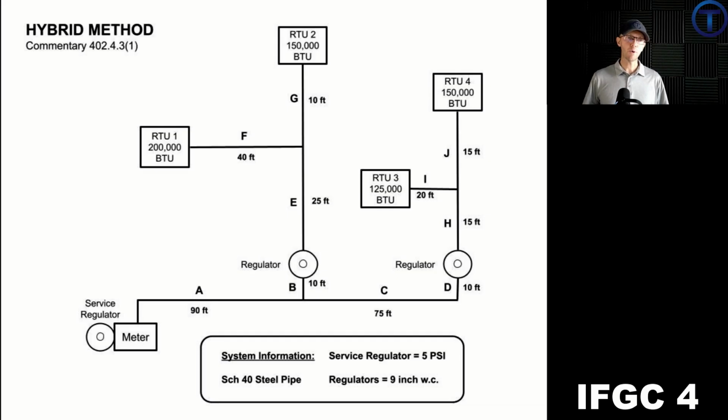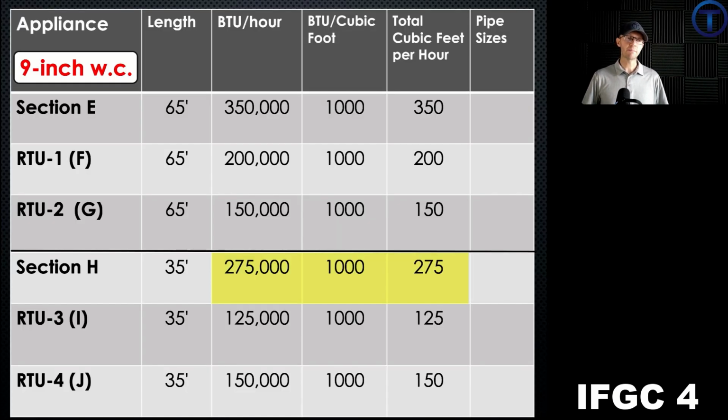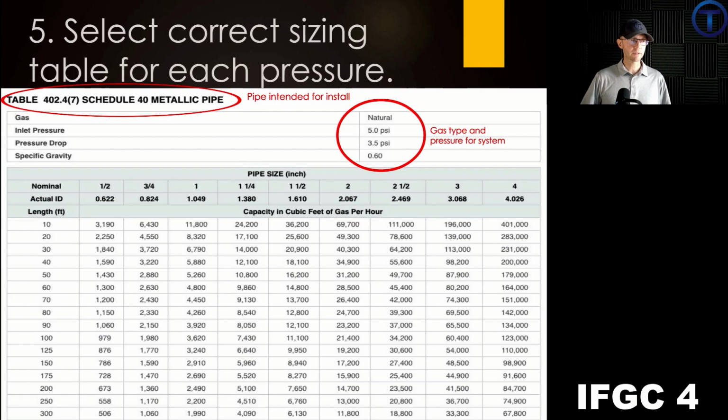Rooftop unit 3 and 4 for a total of 275,000 BTUs. Divide by 1,000 and we get 275 cubic feet per hour. Section I is feeding rooftop unit 3 at 125,000 BTUs. Divide by 1,000 and we get 125 cubic feet per hour. And J is feeding rooftop unit 4, which has 150,000 BTUs. Divide by 1,000 and we get 150 cubic feet per hour. We have it. This gives us what we need to be able to size on our sizing tables.